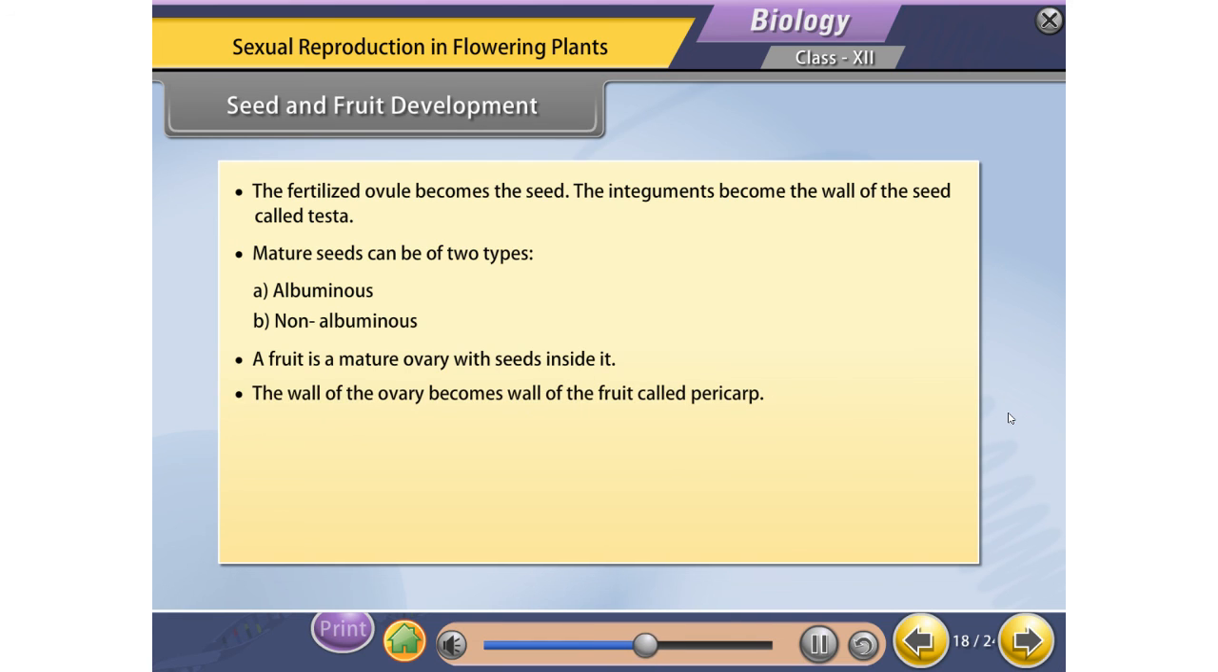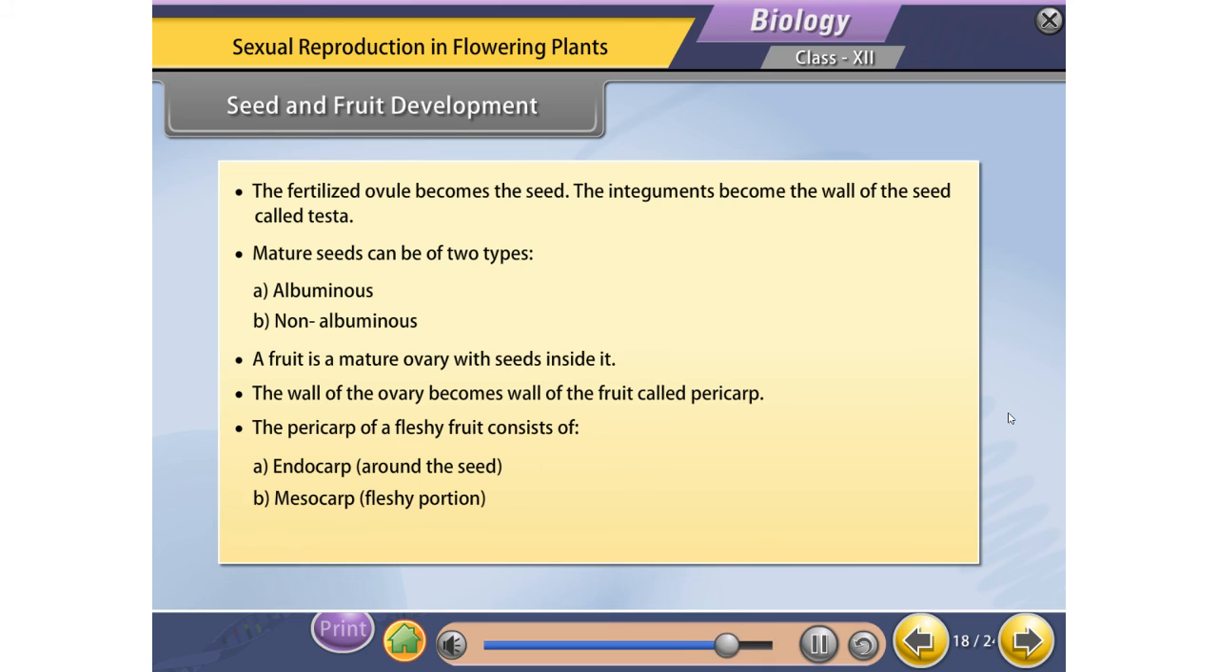The wall of the ovary becomes wall of the fruit, called pericarp. The pericarp of a fleshy fruit consists of A. Endocarp, around the seed, B. Mesocarp, fleshy portion, C. Exocarp, the skin.